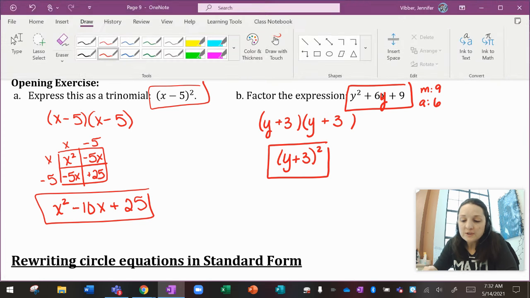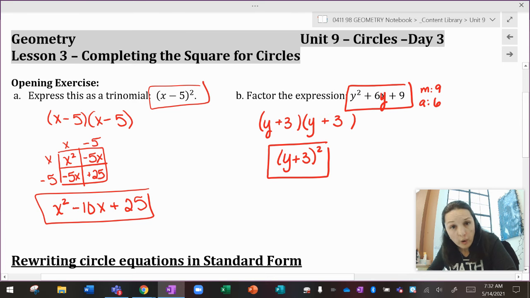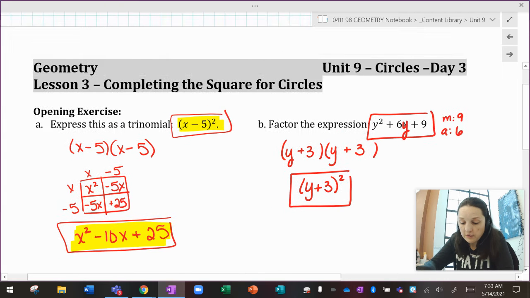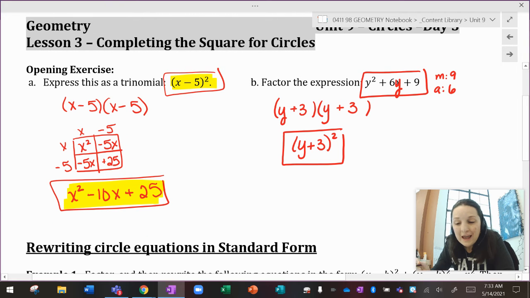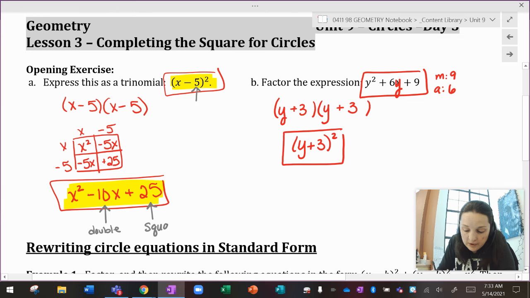And what I want you to notice is this. Both of these ended up being a binomial squared, and I want you to look at what happened to the numbers. When I had x minus 5 squared, the last number in the expansion was positive 25, and the middle number was negative 10. Negative 5 squared is positive 25, and negative 5 times 2 is negative 10. This number in the middle is double the number in the parentheses, and this number at the end is the square of the number in parentheses.